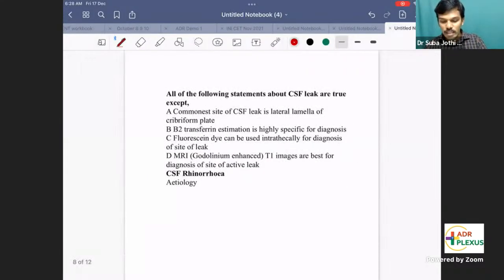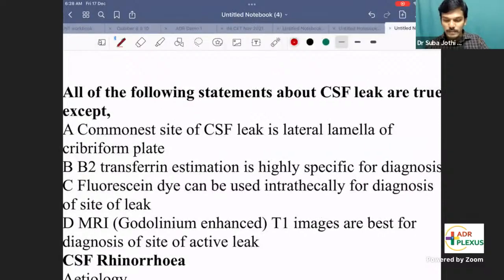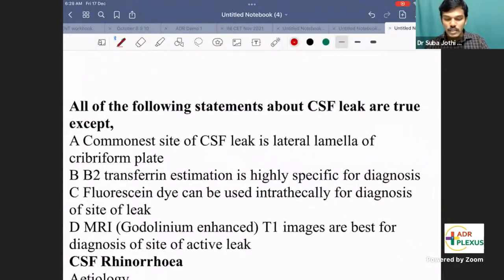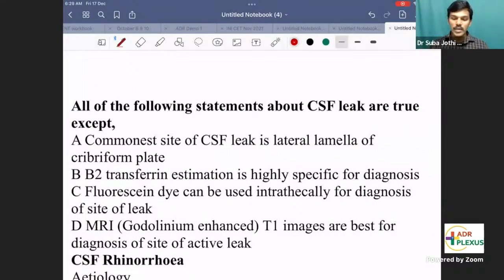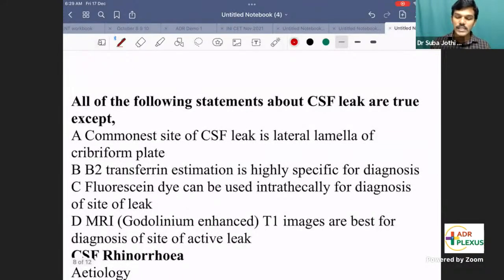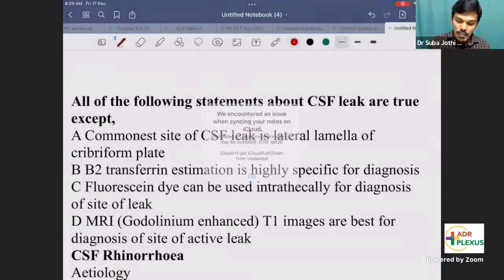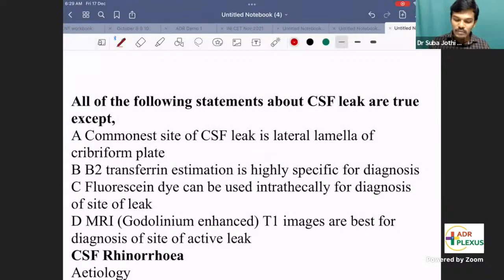Now we can go for the next important topic for the day. I'll start with the question. So all of the following statements about CSF leak are true except: the commonest site of CSF leak is lateral lamella of cribriform plate. Beta 2 transferrin estimation is highly specific for diagnosis. Fluorescent dye can be used intrathecally for diagnosis of site of leak. MRI T1 images are best for diagnosis of site of active leak. So the entire description about CSF leak is given over here. First, we should know the site of CSF leak.